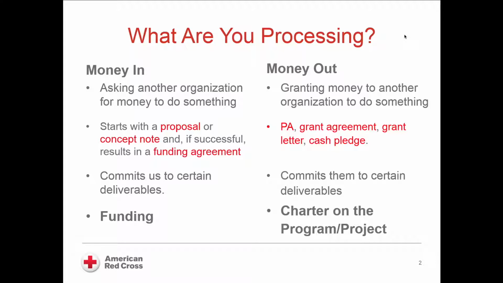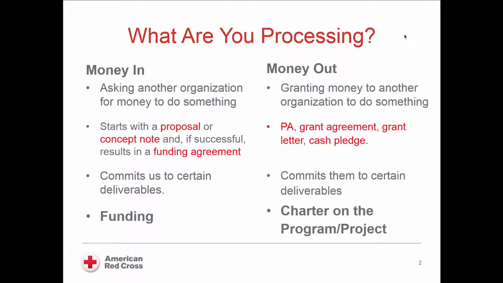And then on the other side, when we are granting money to implementing partners to do work, that's obviously we're sending money out. And those documents, the things that you would be approving in ECOS on that side, are charters, which is an umbrella term for PAs, grant agreements, grant letters, cash pledges. And when we grant money out, it commits the implementing partner to certain deliverables. And all of this process occurs on the program project on the charter.